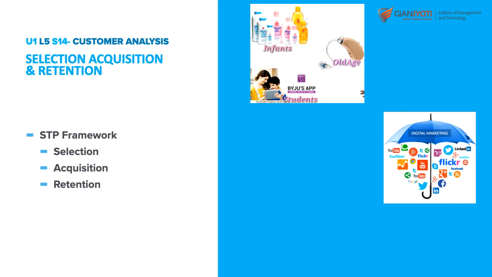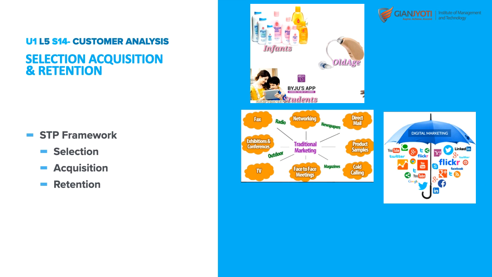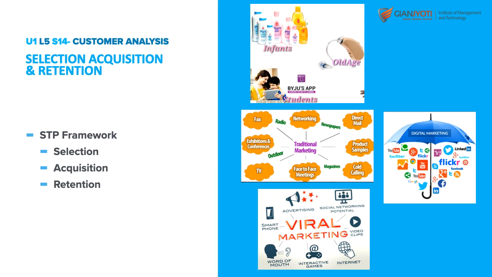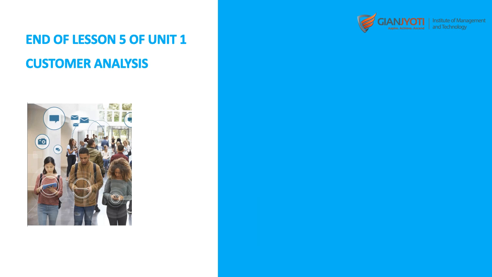Second is the acquisition and retention. So you have different ways of promotion. It can be for retention as well as for acquisition. Traditional marketing could be radio, newspaper, outdoor, or magazines. Maybe digital marketing, which we are going to discuss in detail in the future lessons. And again, for retention as well as for acquisition, you may use a trending thing, which is viral marketing.